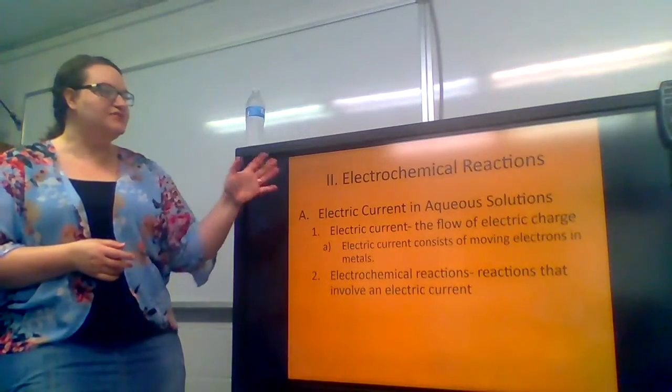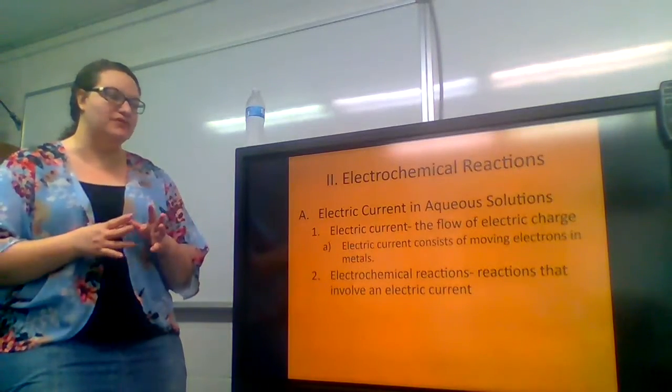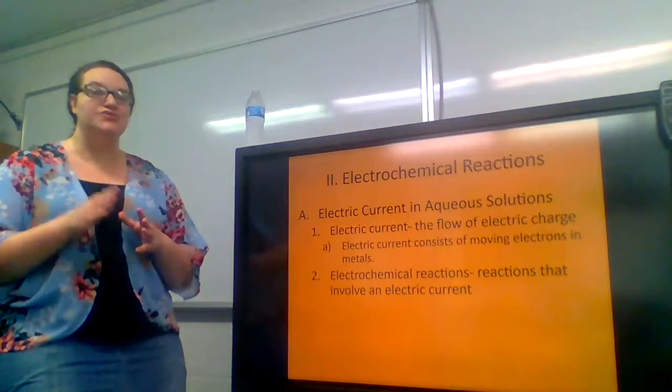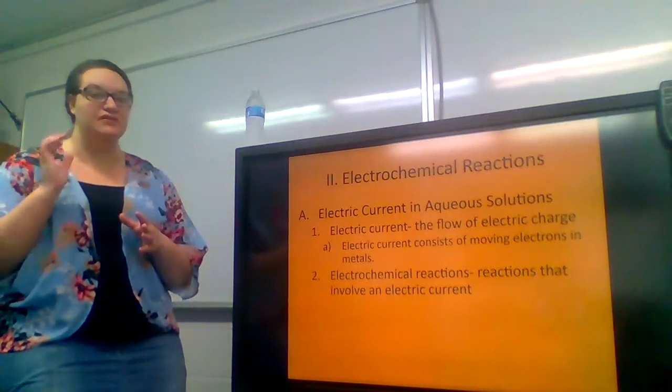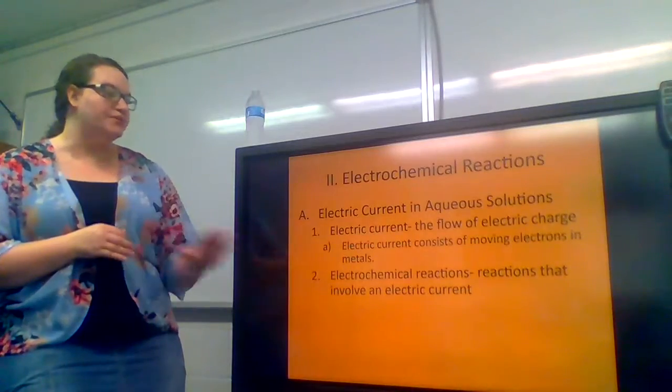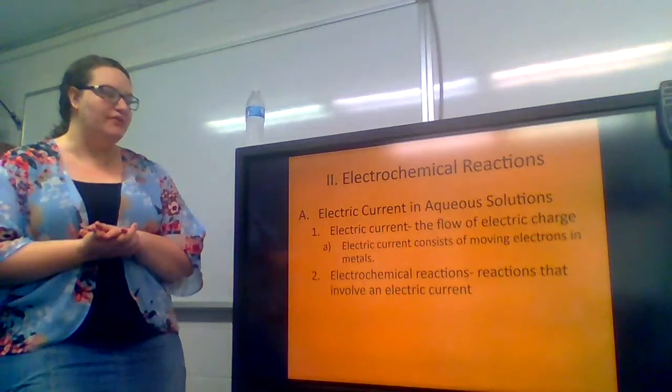So, electrochemical reactions, electric current in an aqueous solution. That's what we're going to look at first. Now remember, aqueous solution has to do with water. It's not just a liquid. When we're dealing with an aqueous solution, we're dealing specifically with water. So, current is the flow of electric charge.